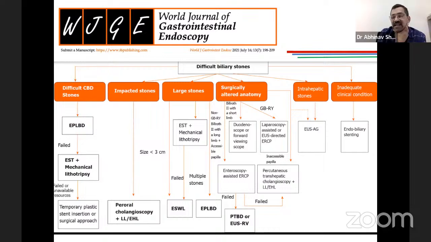Sir, a 3 centimeter stone is a very difficult one, particularly if it snugly fits the CBD, because in these cases usually even the basket doesn't go across. Even if we are able to somehow manage a basket across, it will not open up, and the wires are not able to trap the stone. So these are the cases where straightway saying no is better than struggling in the ERCP.